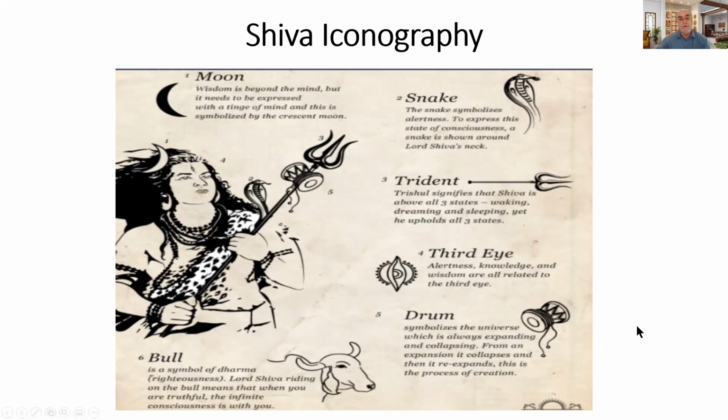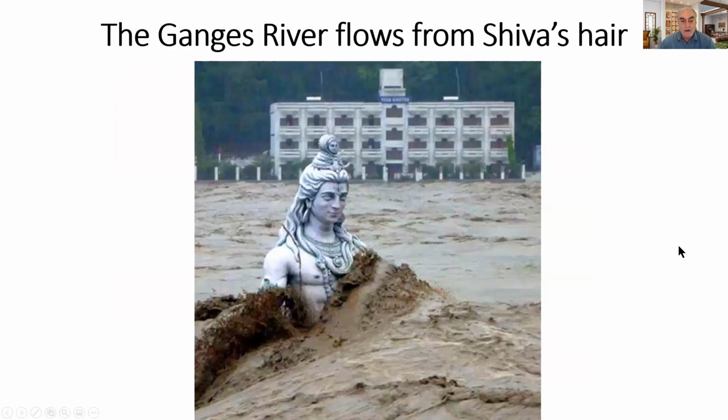Okay, now we'll talk about the poem. Statue of Shiva in the high Ganges river. The Ganges river flows from Shiva's hair. And here you see Shiva with the serpent around his neck, and he's got the crescent moon on his head, and so on.